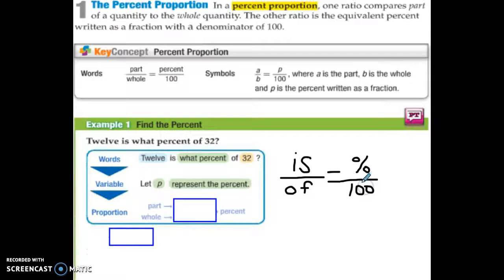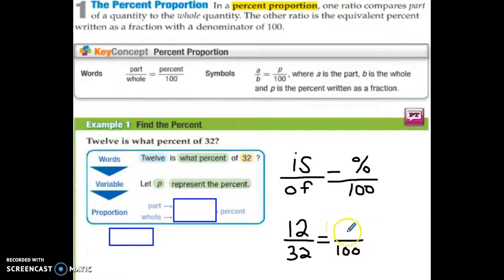So somewhere along the lines, they're going to use these words or symbols, and you're going to fill them into this proportion right here. Okay, so here's the words: 12 is what percent of 32? So my percent proportion would be: 12 is. 12 is the number next to the is, so that's going to go on top of that first fraction. My of goes on the bottom. Where's the of? Well, it says of 32. That means 32 goes on the bottom. In my second fraction, 100 is always, always, always on the bottom because we're doing percents.